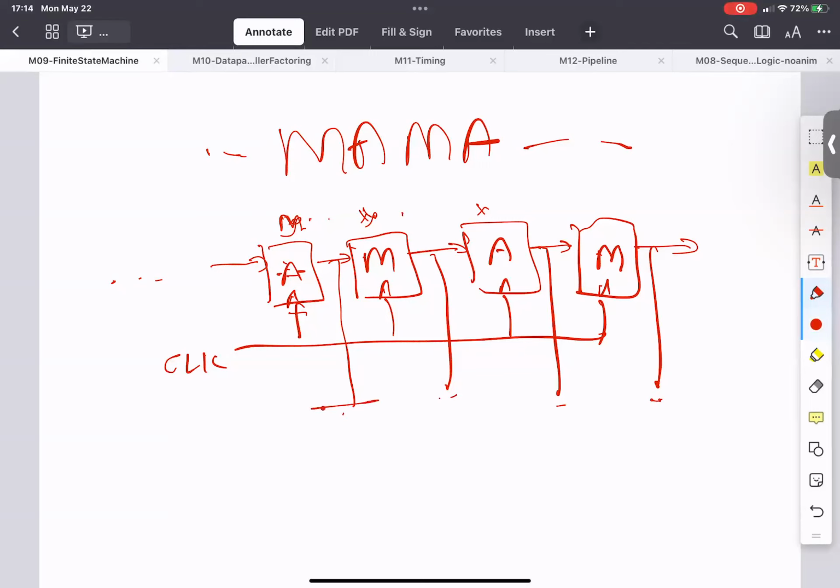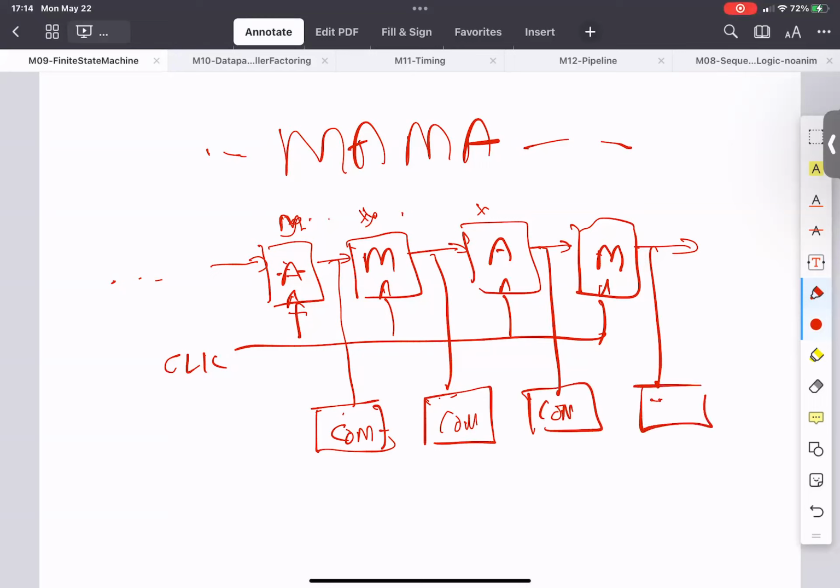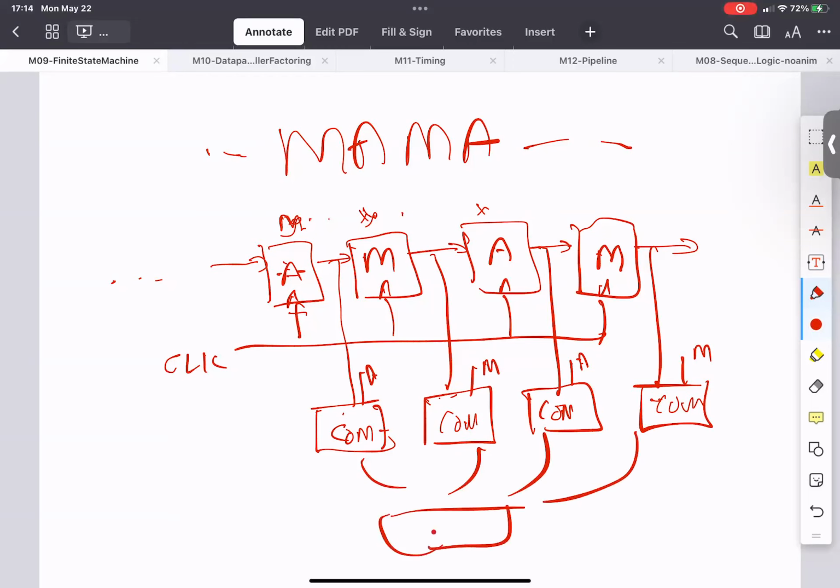So I can put a little equality checker, put M here, A here, M here, A here, take their outputs and feed them into an AND gate, and take its output. And now I have my pattern detector. So with this chain of inputs approach, I can always detect any pattern.